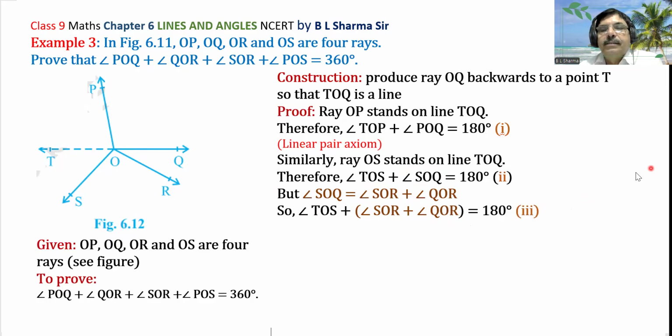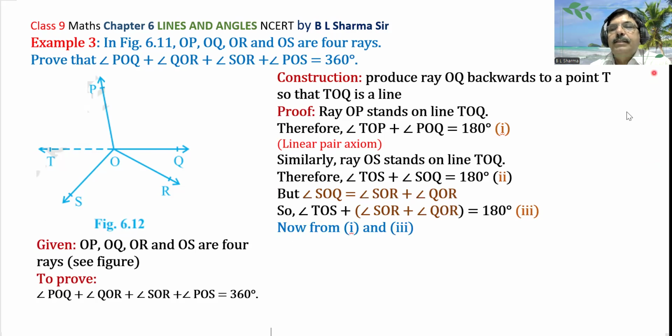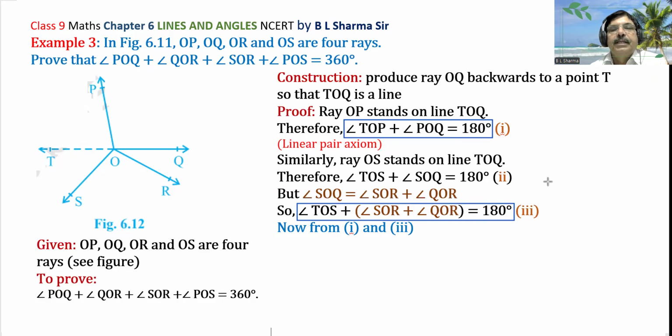Mark it 3. Now you can add these two. From 1 and 3, adding both, angle TOP plus angle POQ plus angle TOS plus angle SOR plus angle QOR is 180 plus 180, that is 360 degrees.